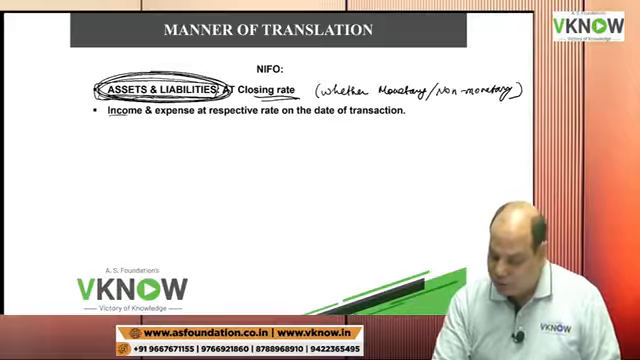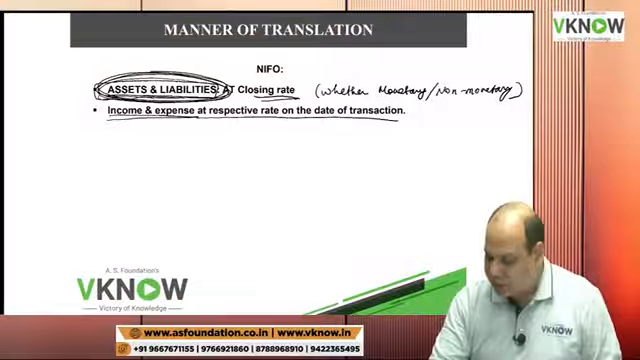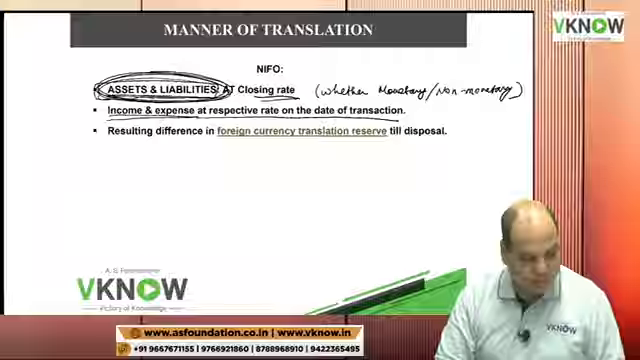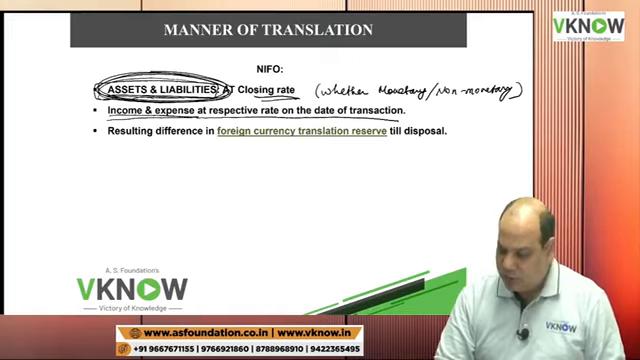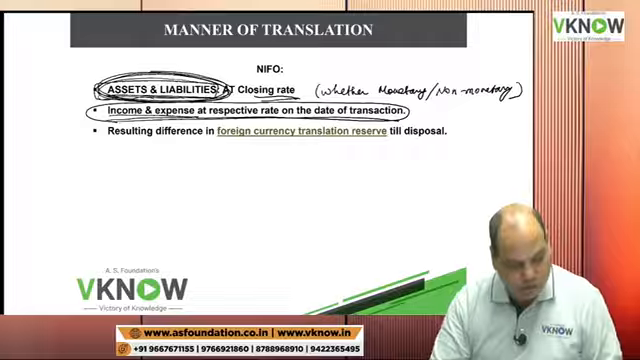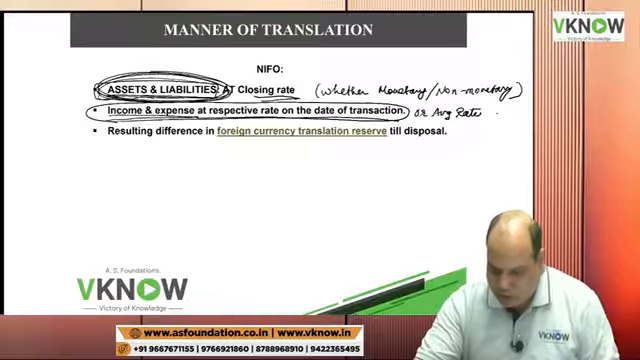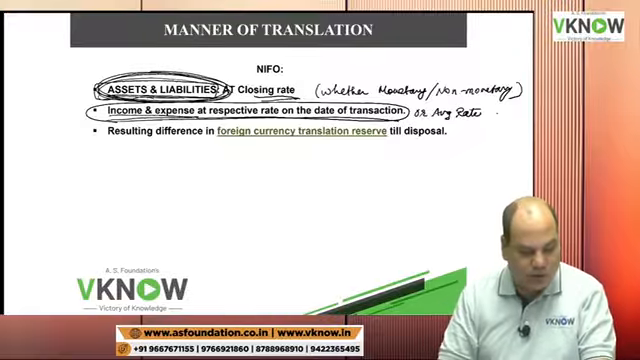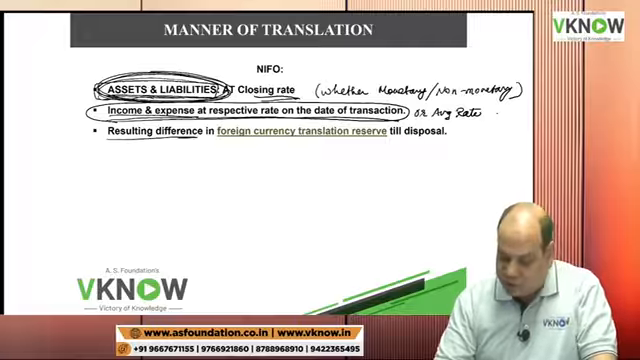And income and expense are translated at the respective rate on the date of transaction, whatever the date is. Or you can take the average rate. It's written in your book, in that small table. Or the average rate can be used. And then there will be a difference.